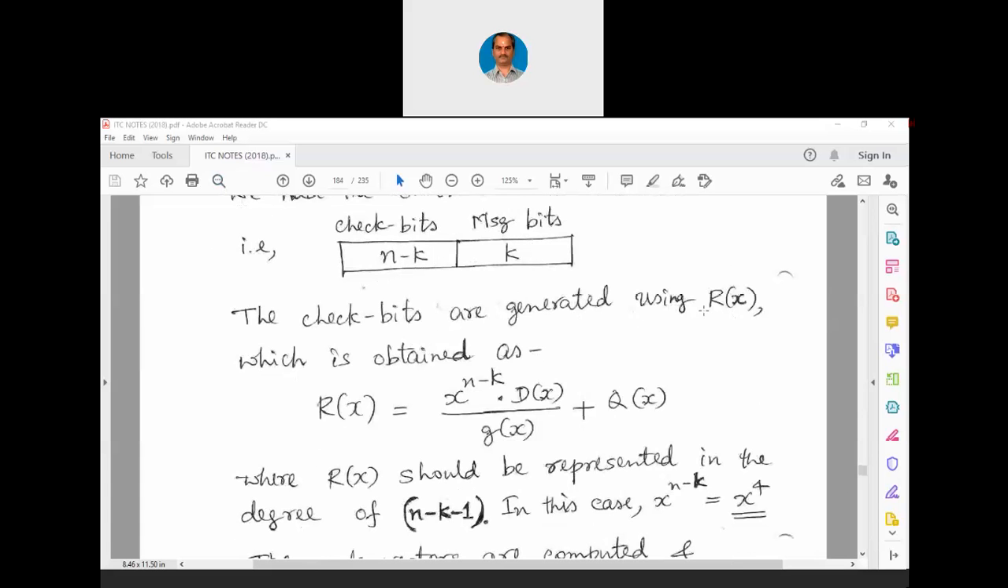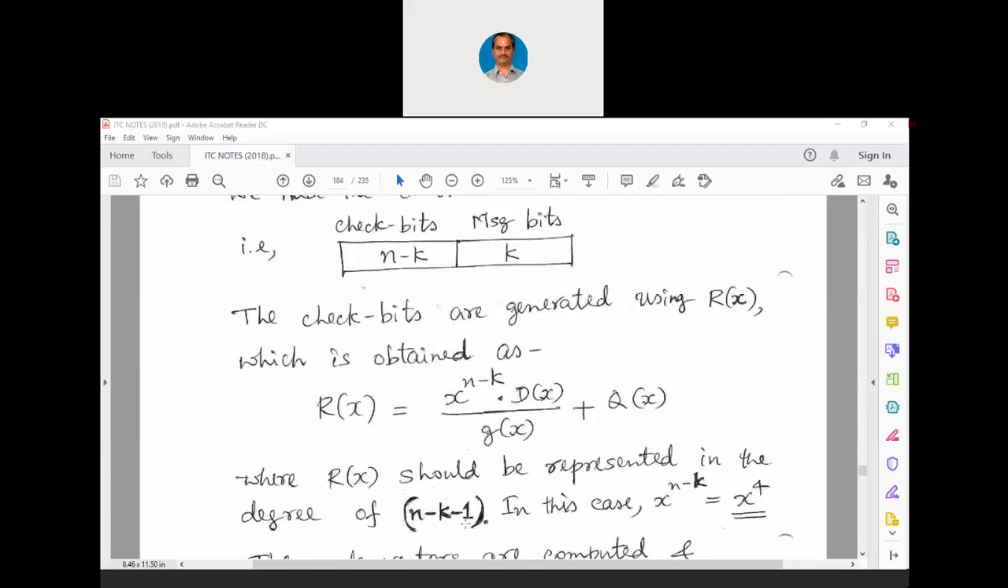The check bits are generated using the remainder polynomial r of x, which is obtained in this manner: x power n minus k into d of x divided by g of x, plus q of x, where q of x is the quotient polynomial and g of x is the generator polynomial, d of x is the polynomial corresponding to the data vector. Where r of x should be represented in the degree of n minus k minus 1.